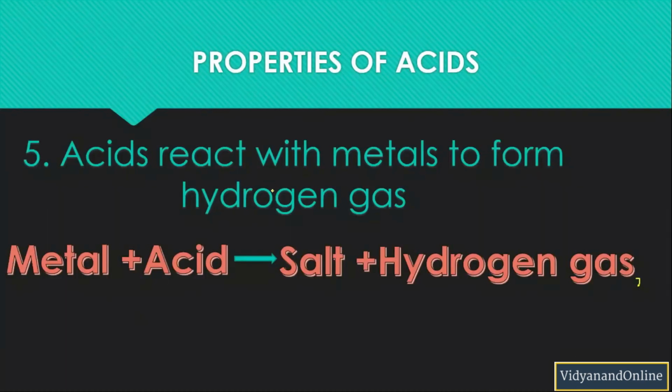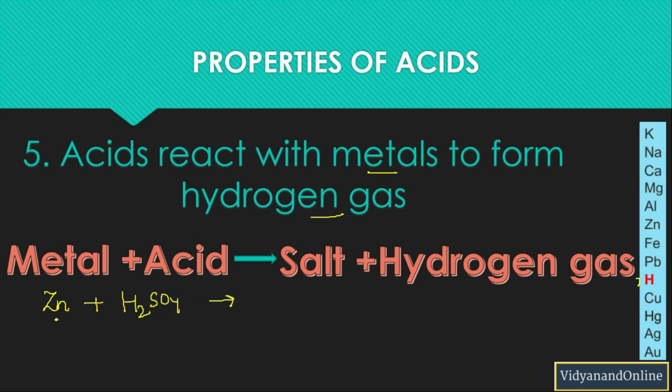Now let us study the fifth property of acids. It says that acid reacts with metals in order to form salt and hydrogen gas. That is why it is written here: metal plus acid gives you salt and hydrogen gas. For example, I am taking zinc as the metal and making it react with H2SO4, which is an acid. As per the reactivity series, zinc will be able to displace hydrogen. If you see here, zinc lies above hydrogen, right? So as per the displacement reaction, we will get zinc sulfate along with the liberation of hydrogen gas.